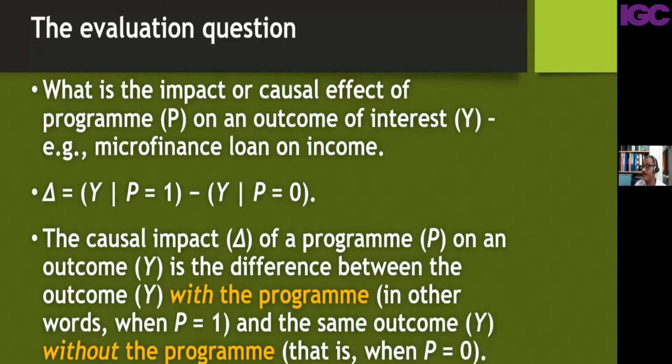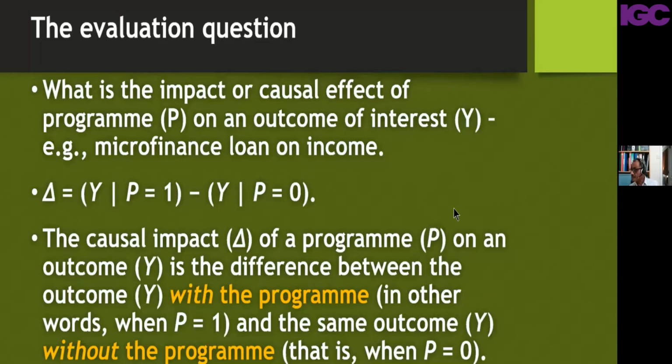So this is the fundamental evaluation question. P stands for the program. P equals 1 means the beneficiary participates in the program. P equals 0 means the beneficiary does not participate in the program. So we want to understand what the beneficiary's income would have been if the beneficiary had not participated in the program, and compare that with the beneficiary's income which we observe after participation in the program.